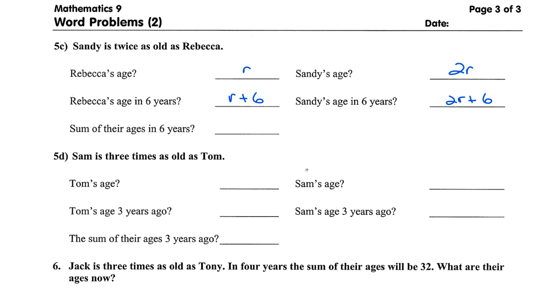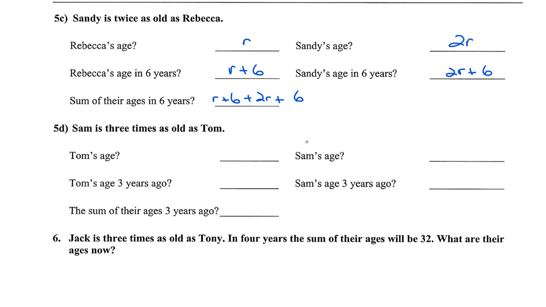And so what's going to be the sum of their ages in 6 years? Well, in 6 years, Rebecca's going to be r plus 6, and Sandy is going to be 2r plus 6. So this will be the sum of their ages in 6 years. All right, we'll do a problem in a minute.